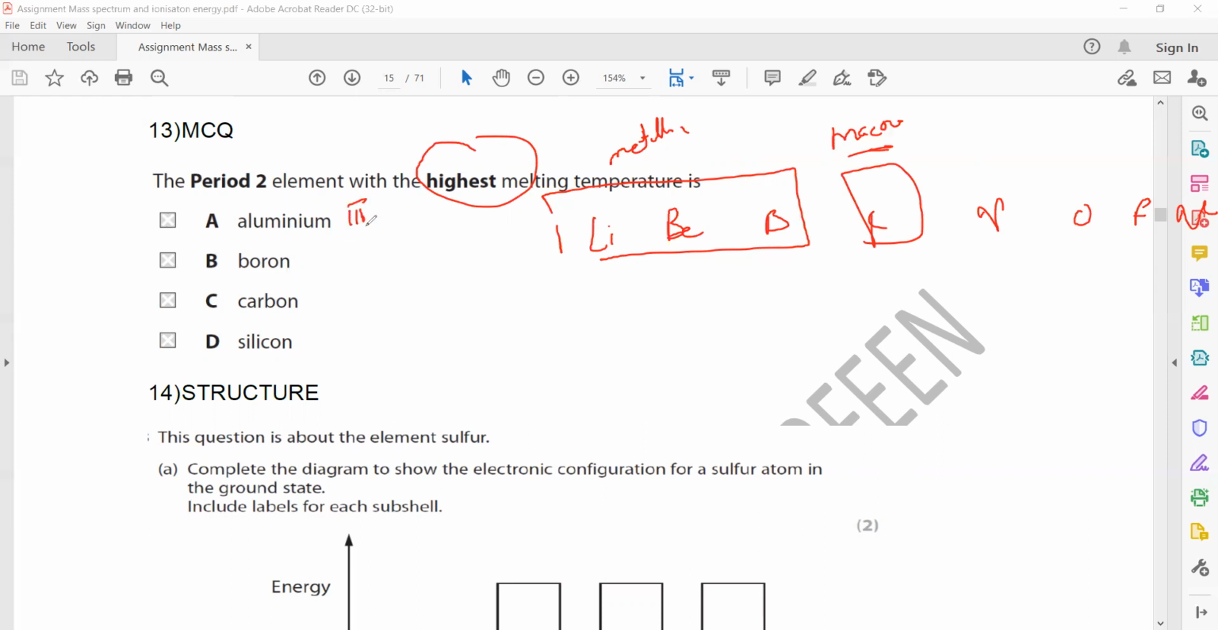Aluminium belongs to group 3, boron belongs to group 3, carbon belongs to group 4. But when we check the period, aluminum does not belong to the second period, it belongs to period 3. Silicon also belongs to period 3. Boron belongs to period 2. Carbon also belongs to period 2. But we need the highest one. Because carbon will have a macromolecular, giant structure in which all the covalent bonds are present between the atoms, which results in a stronger attraction and leads to a high melting point.